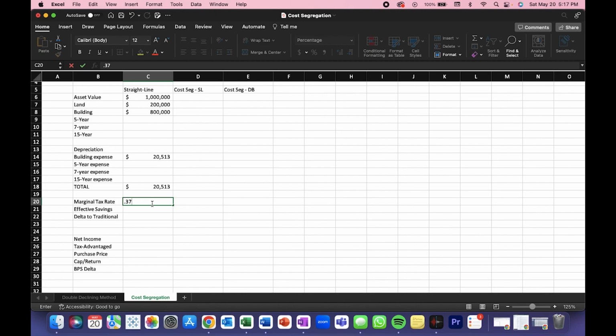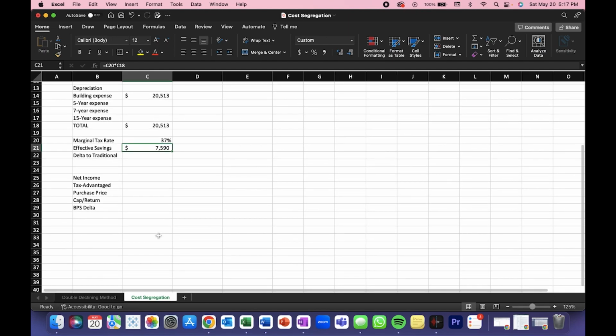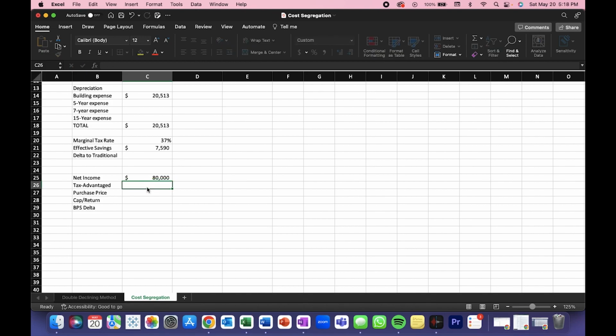You're a real estate investor. You make a lot of money. You're in the 37% marginal tax rate. So your effective tax savings from this are going to be $7,590. It's going to go directly to your back pocket because, of course, depreciation isn't a real thing. Now, let's say you're making $80,000. Your tax-advantaged income on that asset is now going to be $87,590. We paid $1 million for the building, which means our effective cap rate on that asset with our tax-advantage strategy is going to be an 8.76 cap.